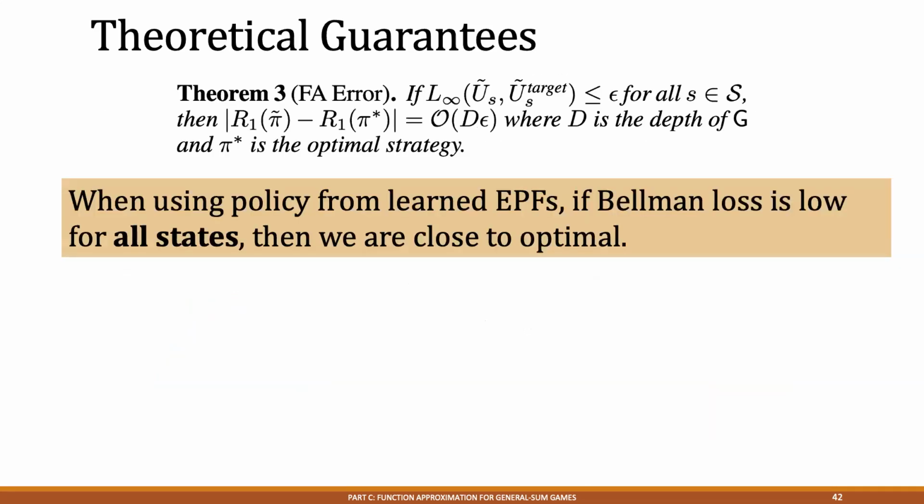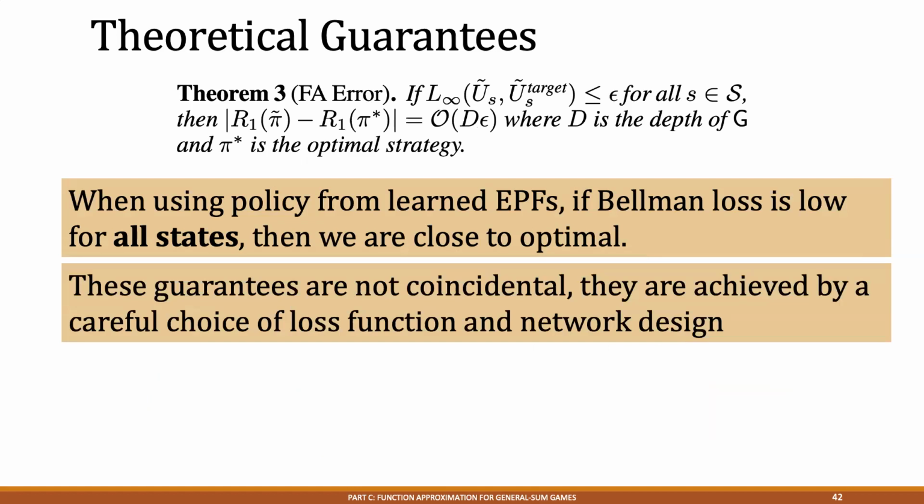One thing is that we have some theoretical guarantees, and that is if the Bellman loss is very low, that means that the EPFs at every state from one-step lookahead and the predicted one are almost identical, then the strategy that we get from there will be approximately optimal as well. And that is very sensible, right? If you have a very low loss and your policy is very suboptimal, then you're not learning anything that's actually useful. So that is pretty good. And these guarantees are achieved by some careful choice of loss function and network design.